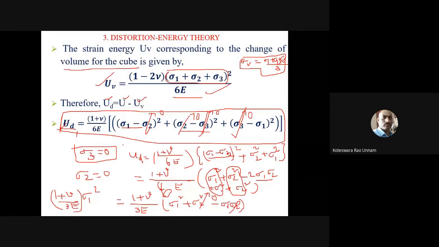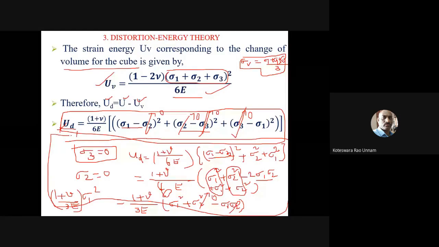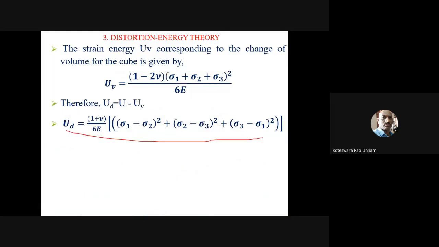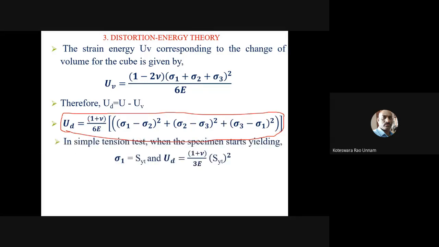So like this, I can derive the distortion strain energy in case of triaxial, biaxial and uniaxial. Now to define our failure theory, we need to make use of this and try to derive the failure equation. So this is our distortion strain energy per unit volume. Now this we need to equate to the strain energy in the simple tension test. In case of simple tension test, you have only sigma 1 as the stress, so the failure criterion is sigma 1 should be equal to S_yt.